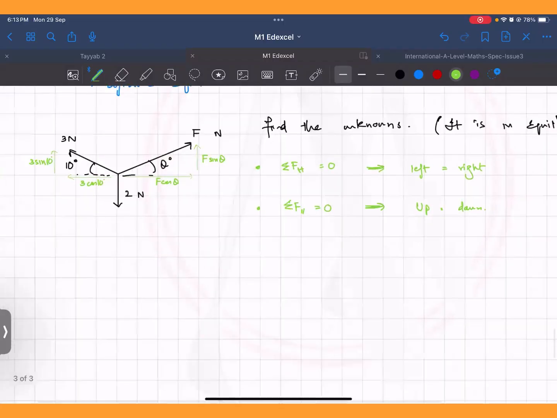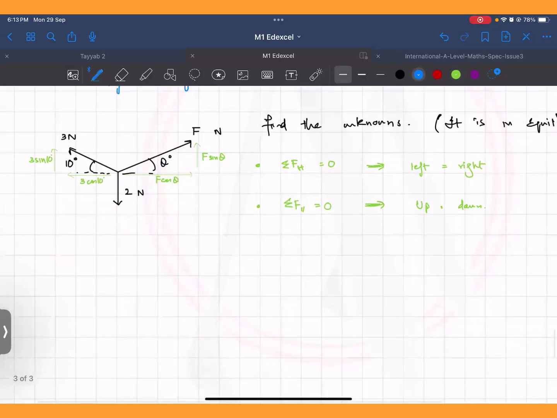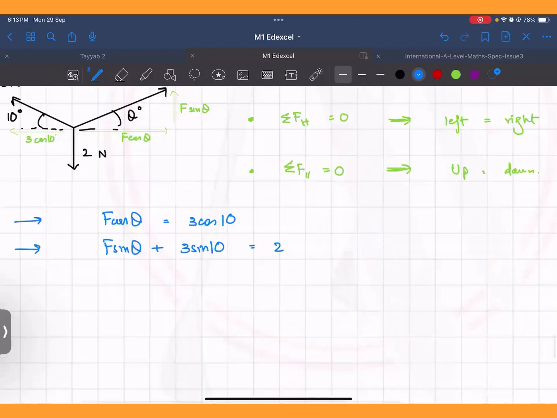So now the left side forces, there are two forces, left and right. So there is no need for the positive negative sign over here because you are just equating the left side with the right side. So you will get one equation for the horizontal one. You will get f cos theta equals 3 cos 10. The force on the right side would be equal to the force on the left side, such that they both cancel each other out. Overall would become 0. Similarly, vertically, this would be f sin theta plus you have another vertical force 3 sin 10 equals the downward force, which is 2. So you form these two equations and now you will solve them simultaneously.